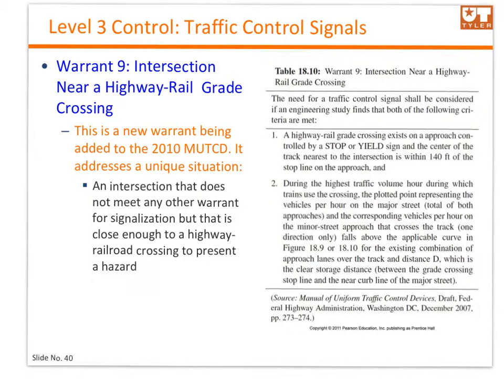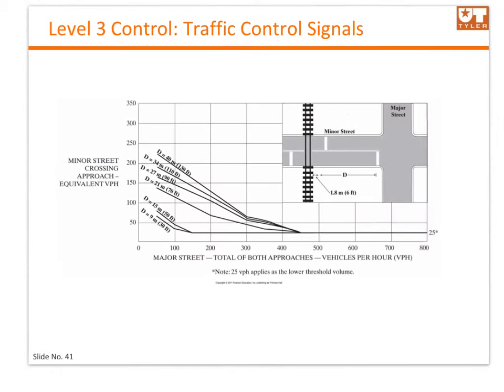So to put this in an easier way to understand, let's take a look at the next figure. This figure here is for major streets, and basically what I need to know to get to this figure and to see if I'm meeting the criteria, or meeting Warrant 9, is the x-axis value, which is the major street total of both approaches, in vehicles per hour, and the y-axis is the minor street crossing approach equivalent in vehicles per hour.